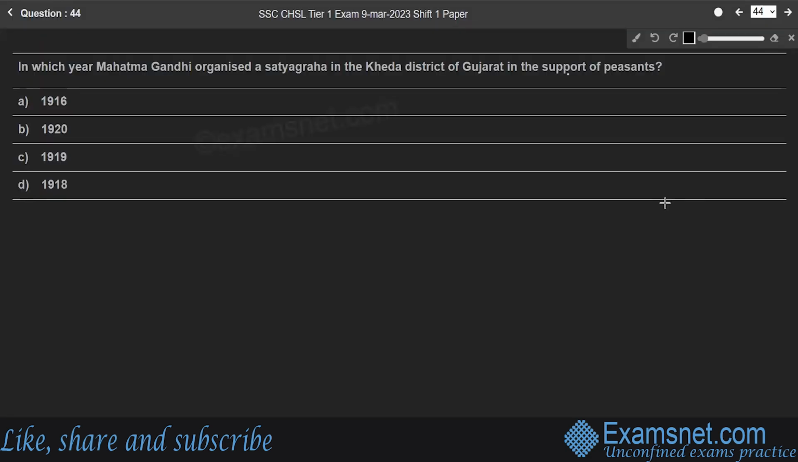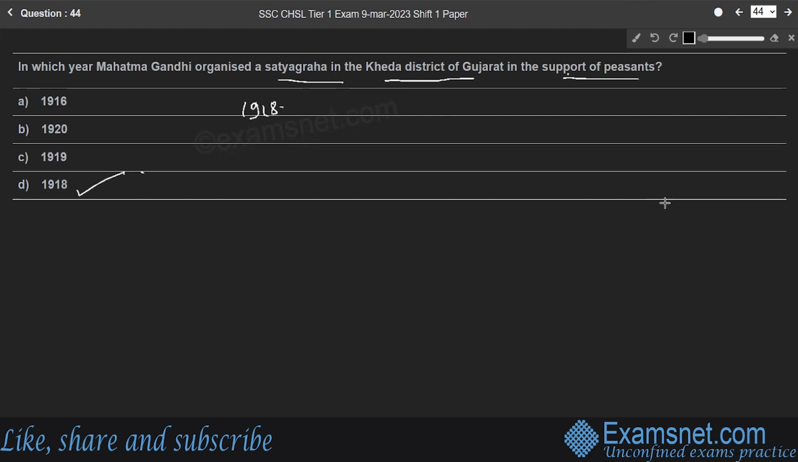Question 44. In which year Mahatma Gandhi organized a satyagraha in the Kheda district of Gujarat in the support of peasants? Mahatma Gandhi organized a satyagraha in the Kheda district of Gujarat in the year 1918. So option D is the right answer.